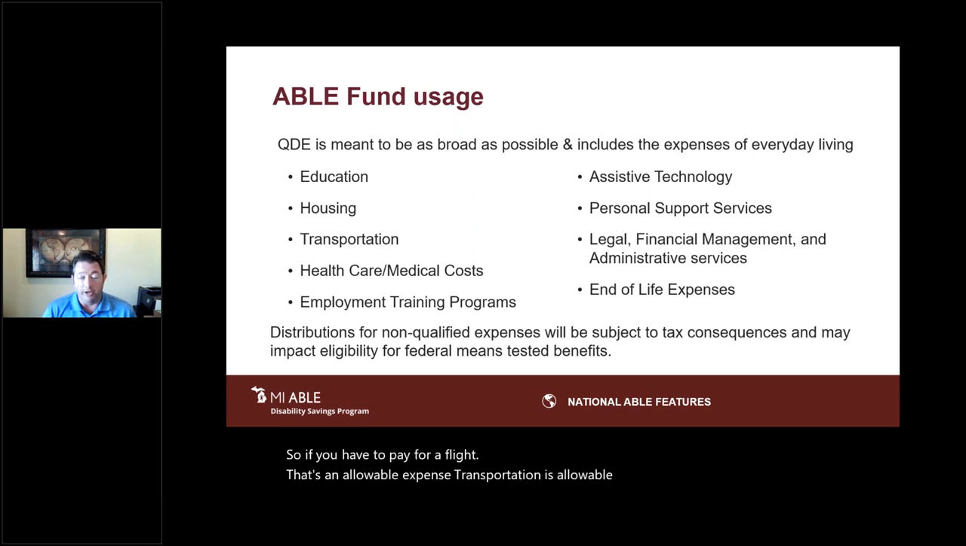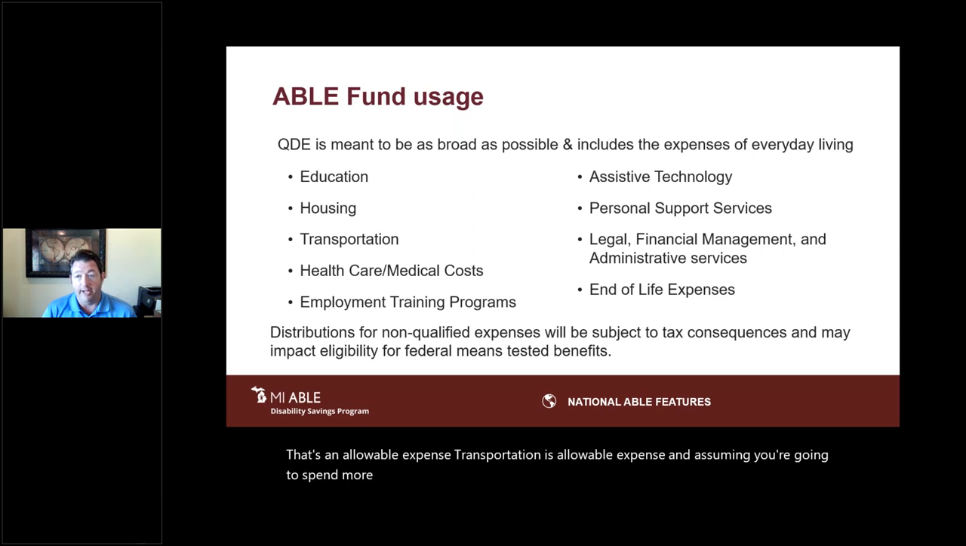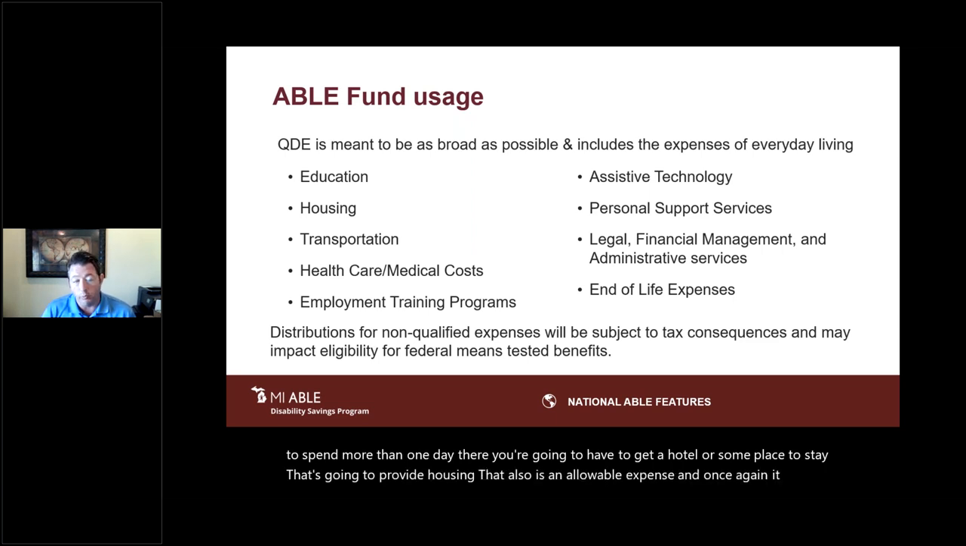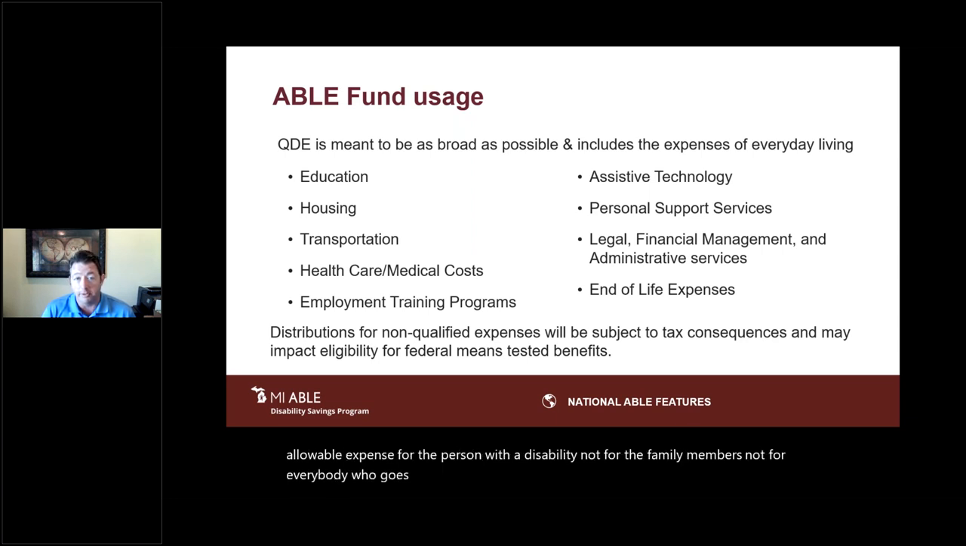And assuming you're going to spend more than one day there, you're going to have to get a hotel or someplace to stay that's going to provide housing. That also is an allowable expense. And once again, it is an allowable expense for the person with a disability. Not for the family members, not for everybody who goes on the trip, but for the person with a disability.